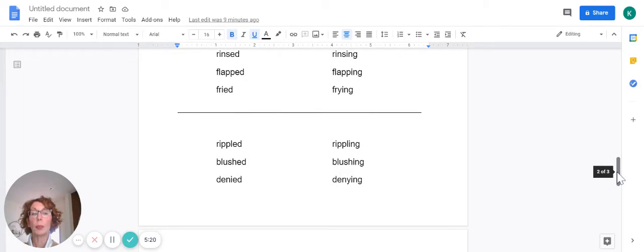Next word, rippled and rippling. Okay, rippled, rippling, syllable break. I'll clap it out for you, and then you clap it with me. Rippled, rippling. The syllable break is between the two P's. Ready? Rippled, rippling. Okay, great.